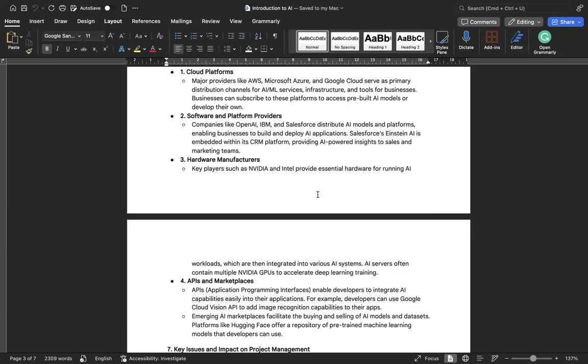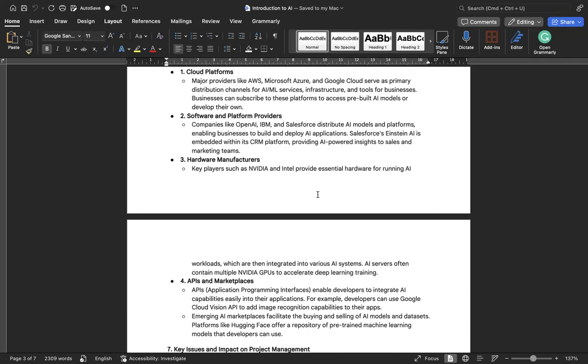So for the cloud platforms, major providers like AWS, Microsoft Azure, and Google Cloud serve as primary distribution channels for artificial intelligence and machine learning services as well. We might have infrastructure and tools for businesses, and businesses can subscribe to these platforms according to their needs to access pre-built artificial intelligence models, or they can develop their own model as well.